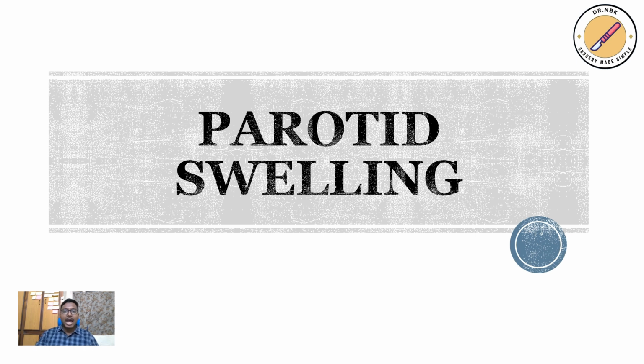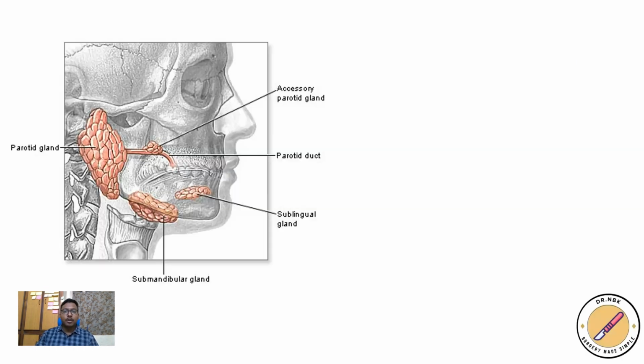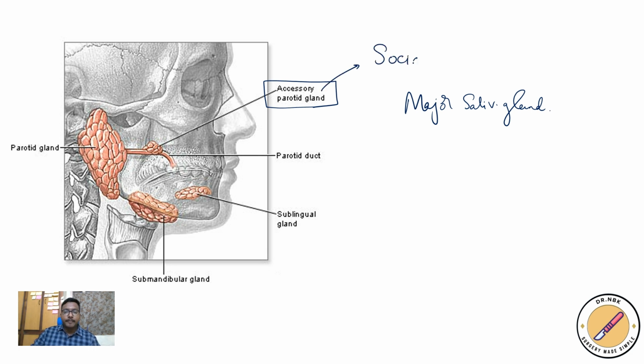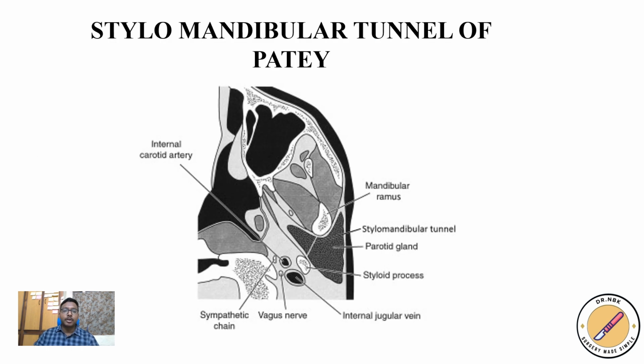So before we go into the actual case sheet details, we need to look at the basic anatomy points that are relevant to parotid swelling. You know that the parotid gland is one of the most important major salivary glands. Sometimes, rarely, there can be an accessory parotid gland, called Socia parotidis, most commonly seen around the parotid duct. The two other major salivary glands are the submandibular gland and the sublingual gland.